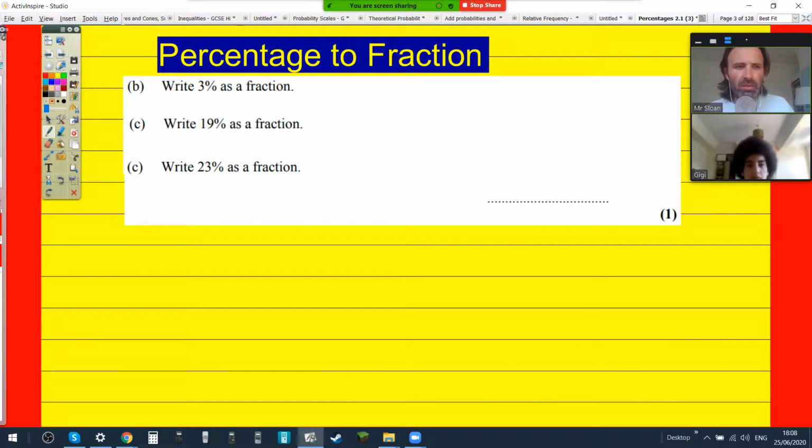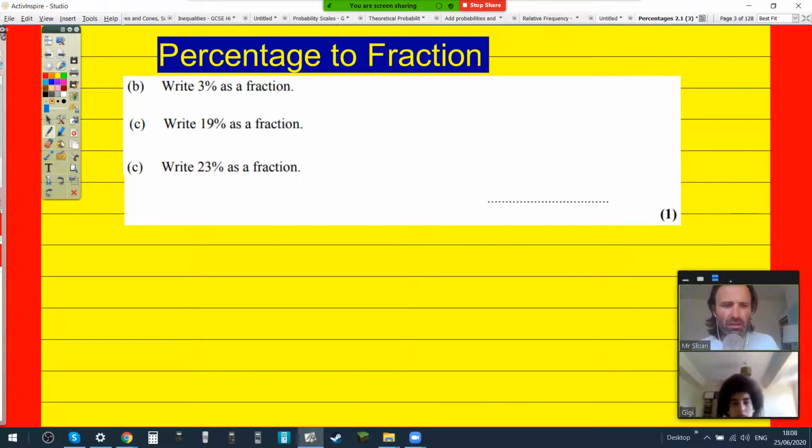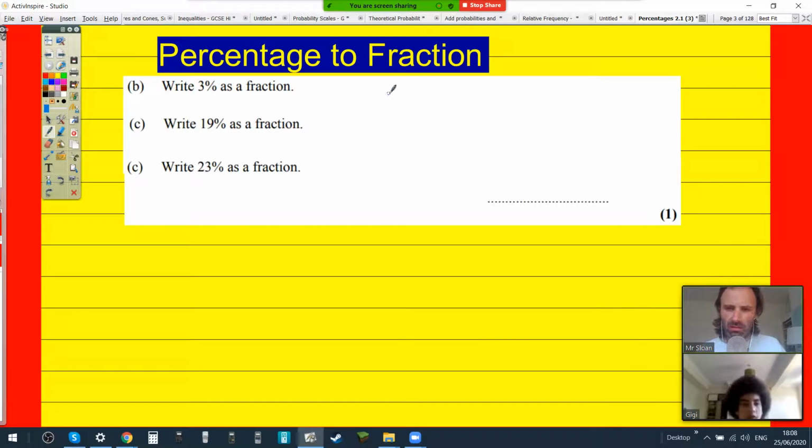Okay, this time percentage to fraction. 3%. 3/100. Yeah. Second one. 19/100. Yeah, you're gonna be fine there.